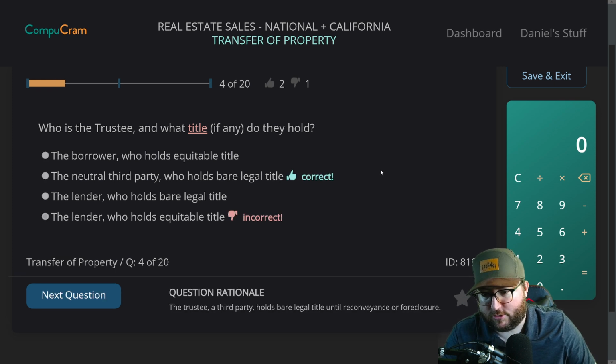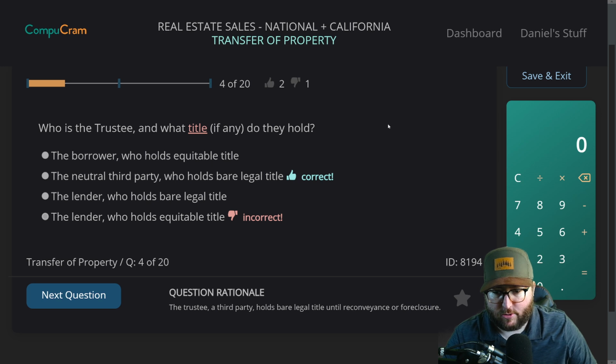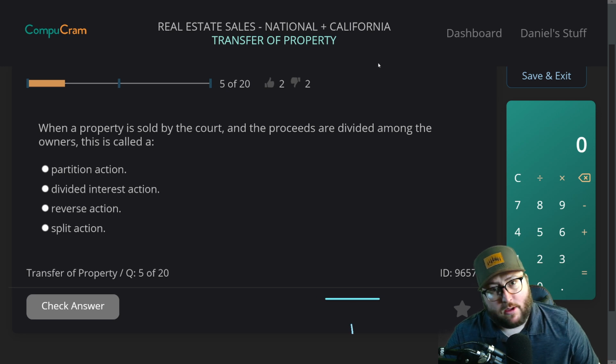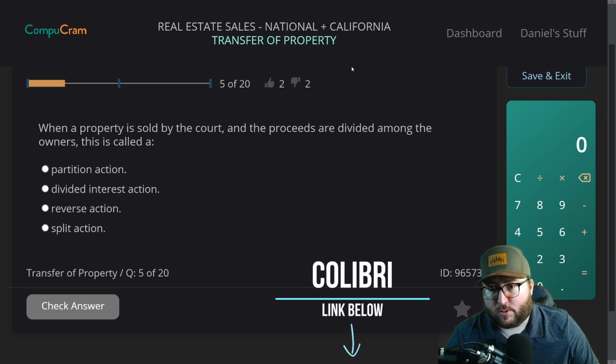No, it was B, the neutral third party. Okay. Question rationale: the trustee, a third party, holds bare legal title until reconveyance or foreclosure. So at the point of foreclosure, maybe it would go to the lender. We're learning, we're trying. This is the hardest one for me, transfer of property, so we're trying to get there.